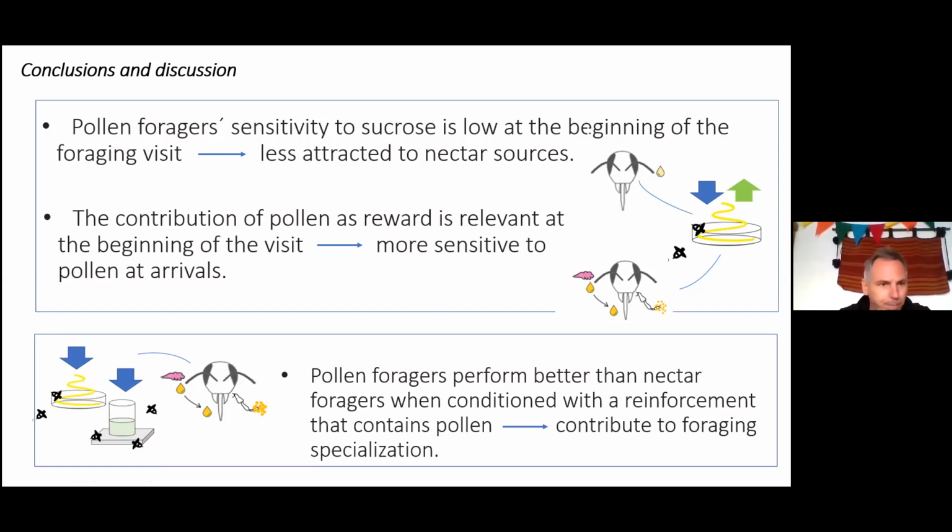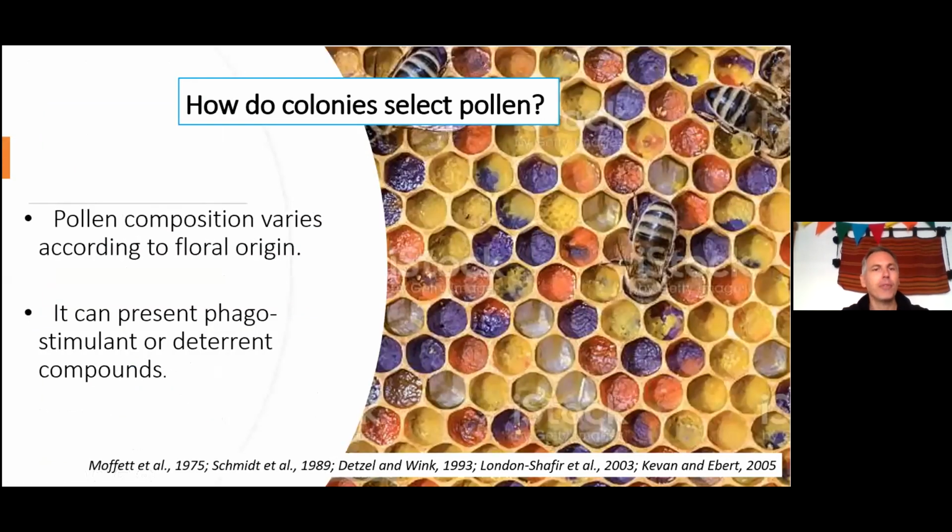Okay, now let's move to the second part of the talk. The main question here is, how do colonies select pollen? Pollen composition greatly varies according to the floral origin. Pollen can present a phagostimulant component, but also toxic or deterrent compounds that might lead to some rejection during foraging.